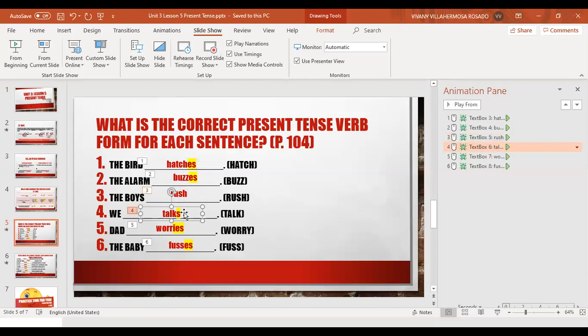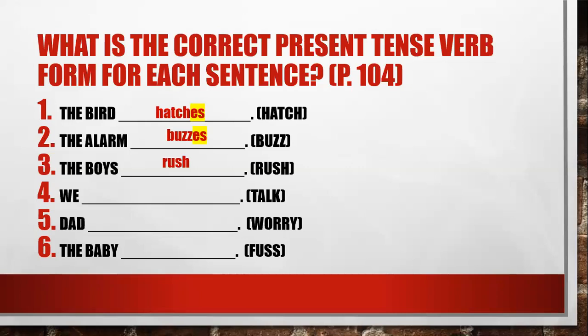We talk. This is incorrect. We talk. I apologize for that. I just noticed that. We talk, because "we" is plural. We're talking about more than one. The verb stays in its base form.